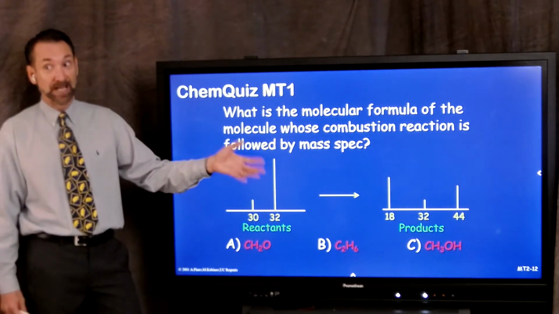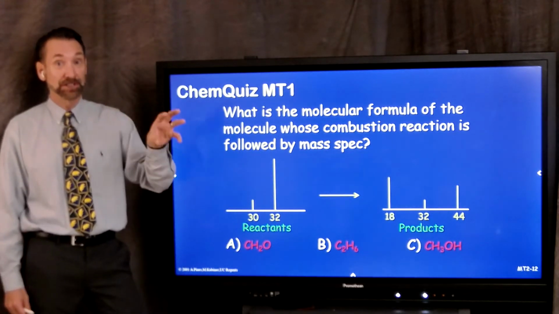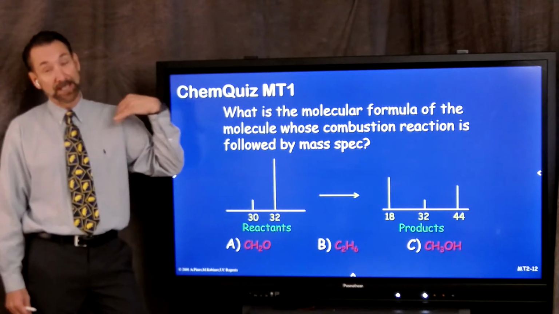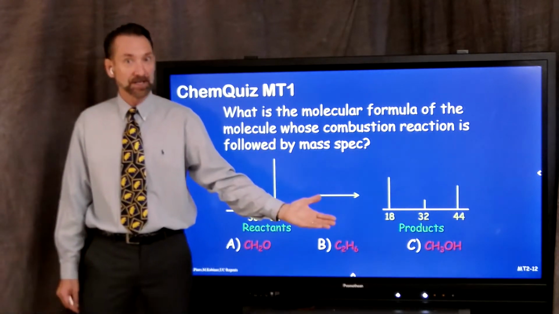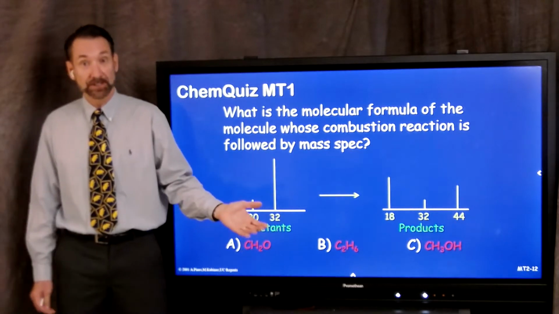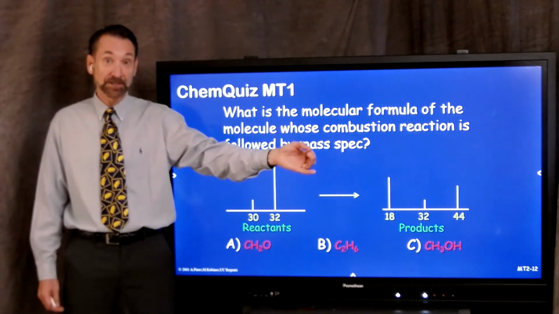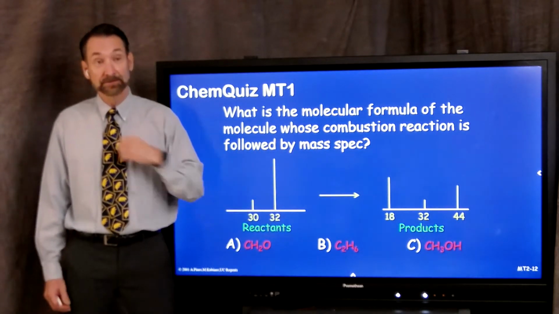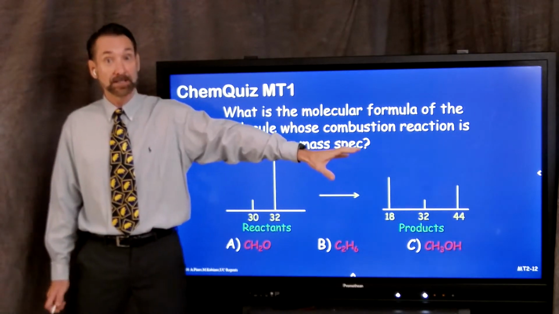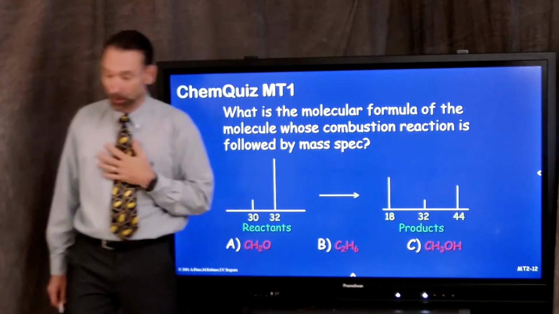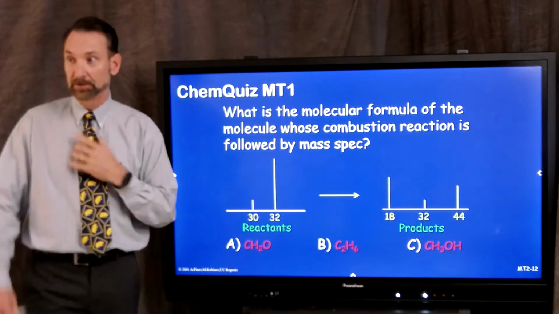And remember, I do expect you to remember what combustion means. On the exam, sometimes we'll say reacts with oxygen, or we'll say combustion. Combustion means I react with oxygen. If it's a hydrocarbon, I react all the way to carbon dioxide and water. So think about that for a minute. I will join a group.